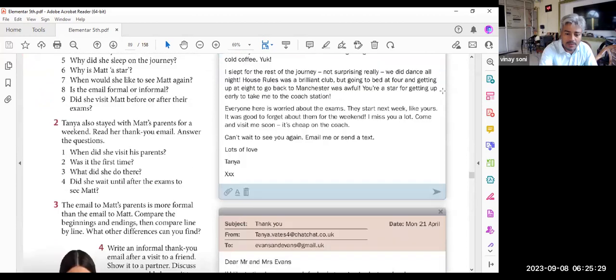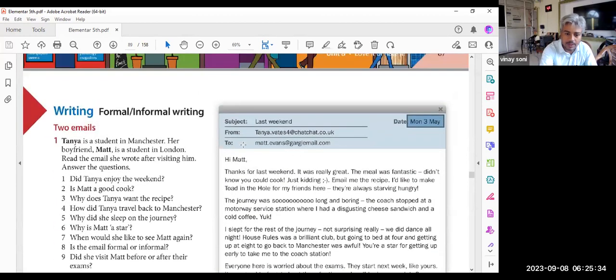The same thing you will have here. Subject is thank you. As you see, she's talking about the same thing, but look how she substituted the subjects. Last weekend with her boyfriend, and thank you for her boyfriend's parents, right? Now, who's writing? Tanya is writing to Matt Evans, who is her boyfriend.